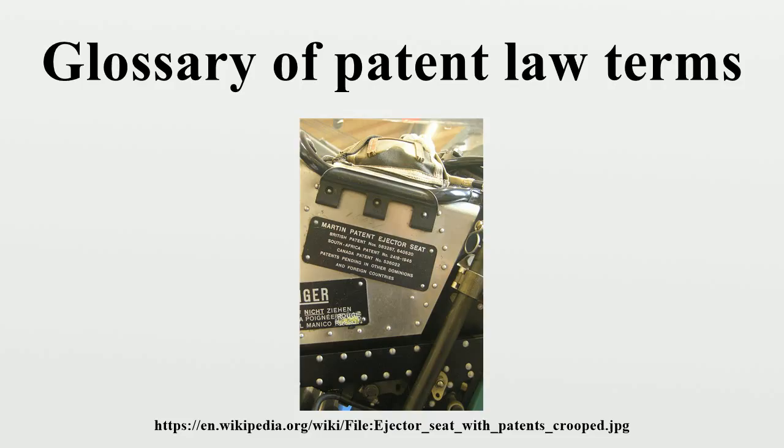Industrial applicability. A requirement of many patent systems, requiring that an invention be capable of industrial applicability in order for a patent to be granted for that invention. Information disclosure statement. In United States patent law, a submission of relevant background art or information to the United States Patent and Trademark Office by an applicant for a patent during patent prosecution.